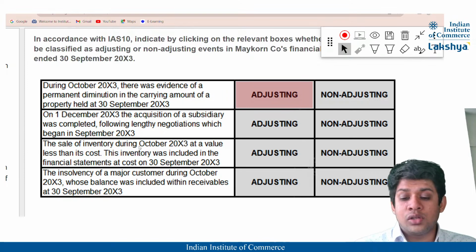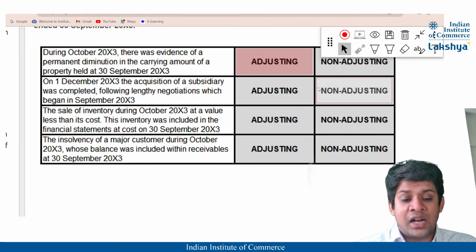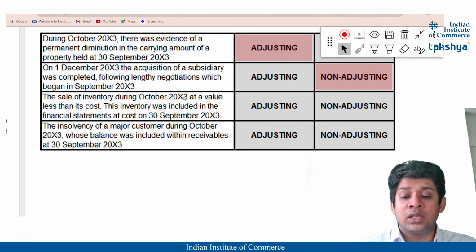On 1st December 2013, the acquisition of a subsidiary was completed. A new subsidiary company was purchased. The whole subsidiary company cannot be adjusted for, because for that we would have to prepare separate consolidated financial statements and everything. There are a lot of components to be dealt with. So obviously it is a non-adjusting event, irrespective of whether the negotiations were there at the year end.